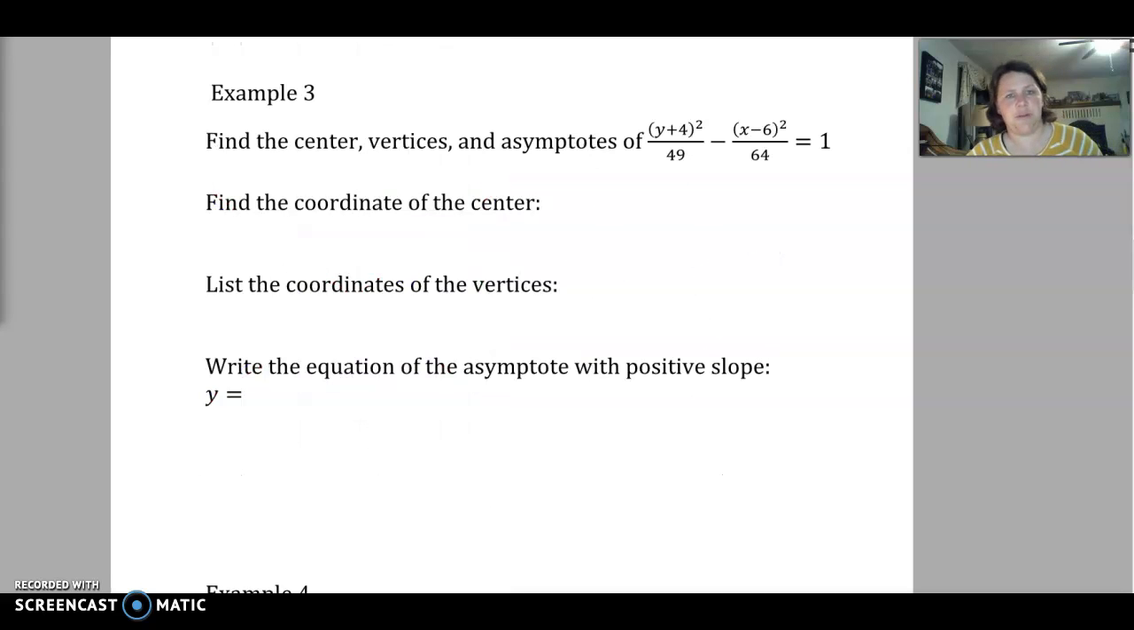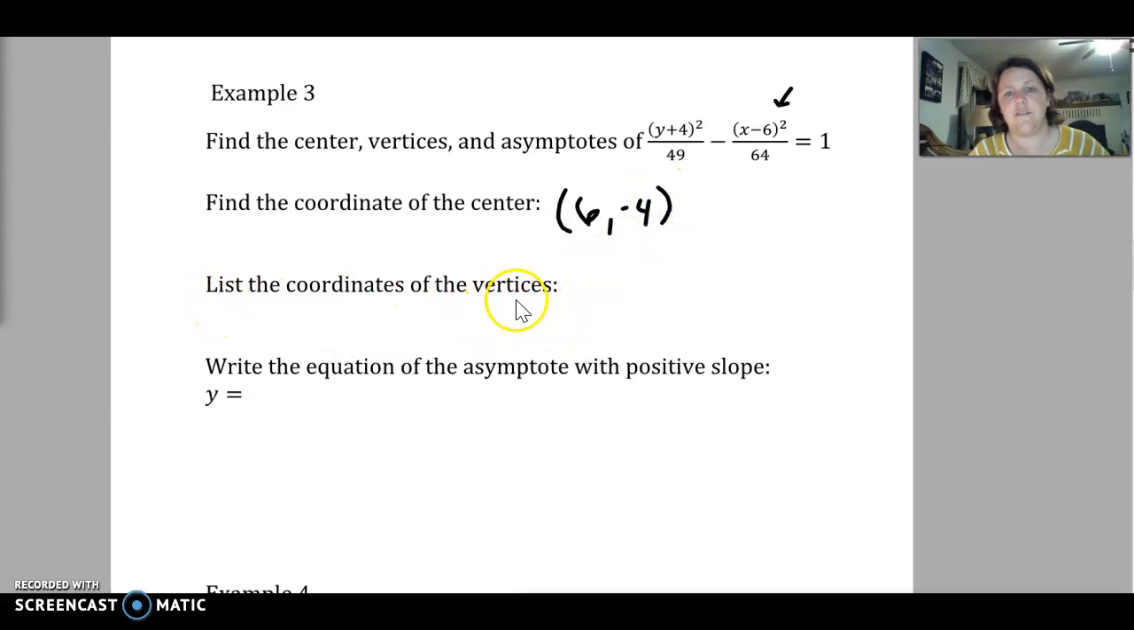Okay, example number 3. We've got find the center, vertices, and asymptotes of y plus 4 squared over 49 minus x minus 6 squared over 64 equals 1. So first thing, let's pull out that center. Always remember to look for the x first. Don't just do negative 4 and 6, because it's our y terms that are coming first this time. So make sure you know which one is the x terms. So 6, negative 4 is our center.